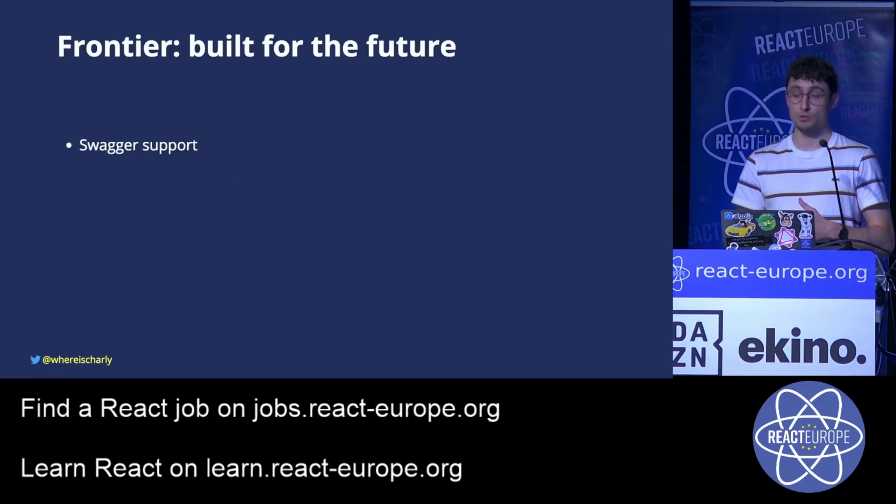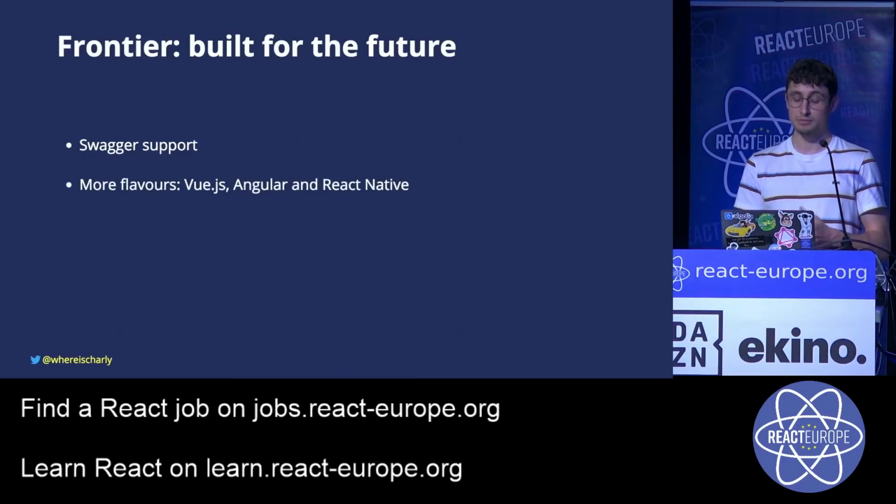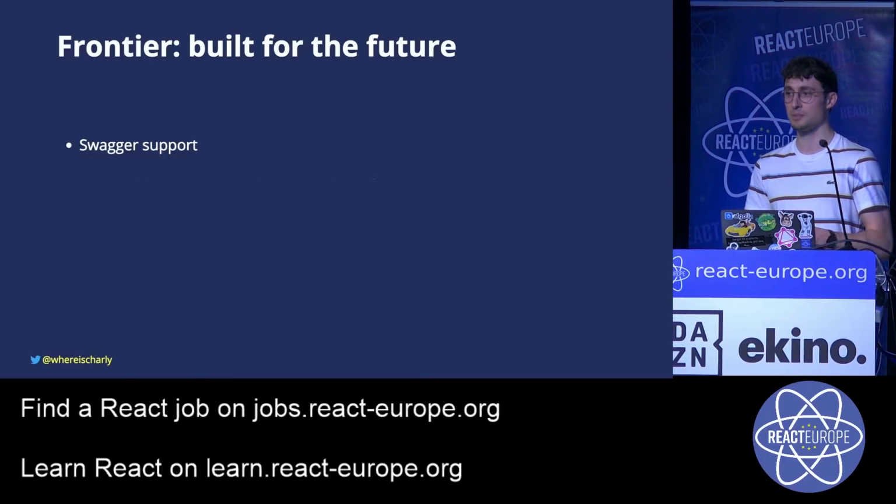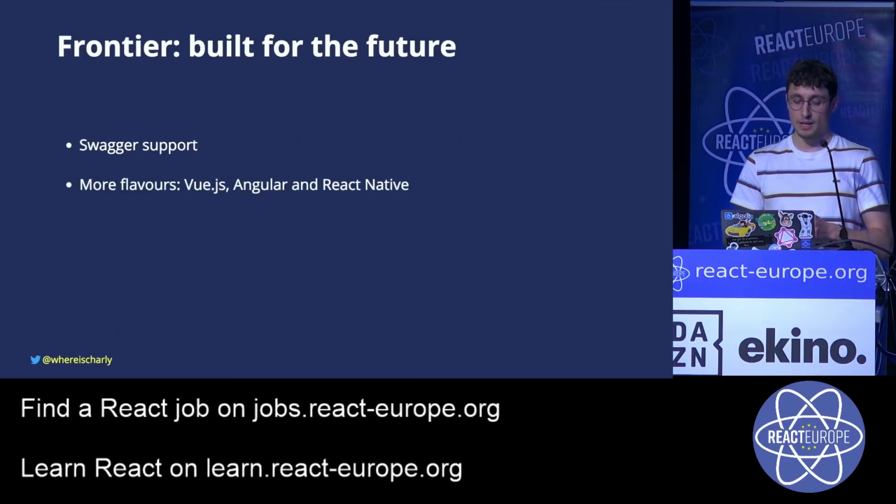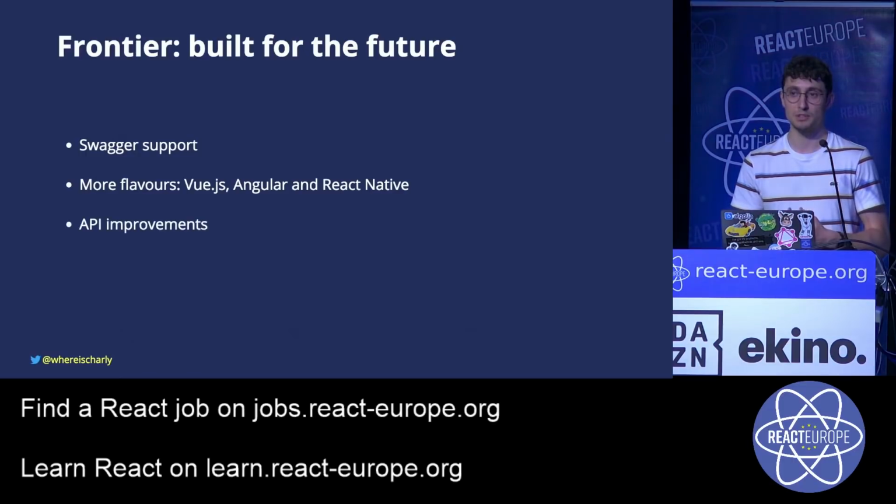What does it mean for the future? It means that it would be cool to have Swagger support for people that don't want or cannot migrate to GraphQL. And a fun fact is that Swagger is using JSON schema, so it's going to be even easier than the GraphQL part. Support more flavors. Support more renderers, because Frontier Core is agnostic, so we can have implementations with Vue.js, Angular, React Native Web, any kind of framework. And also API improvements, because we are just getting started. This is the first version. I'm sure there are a lot of things to improve.